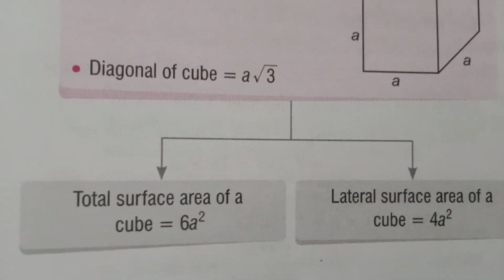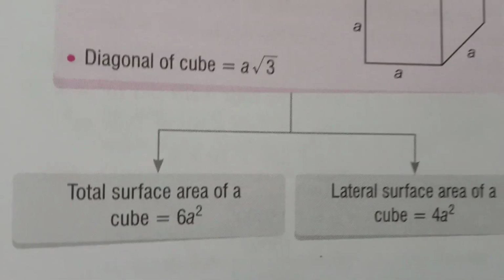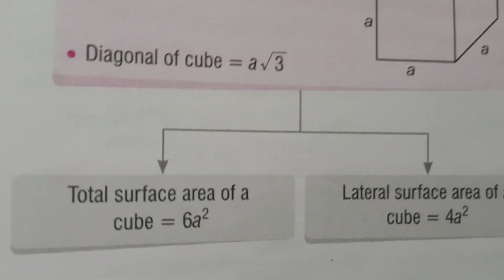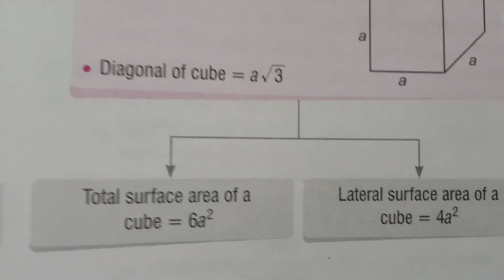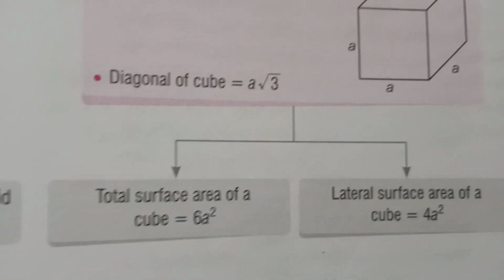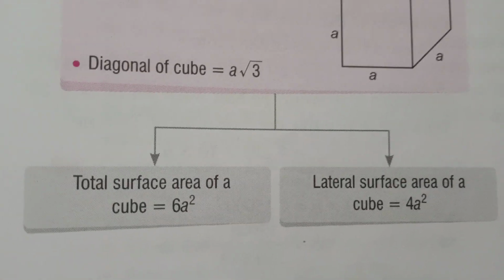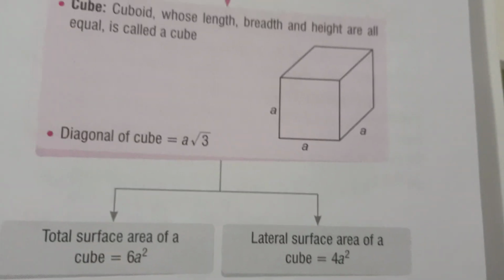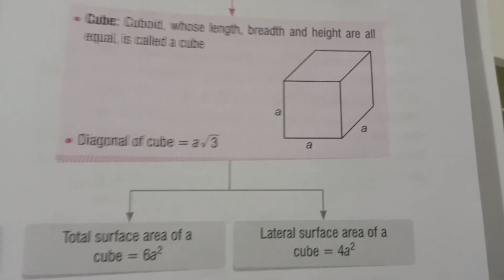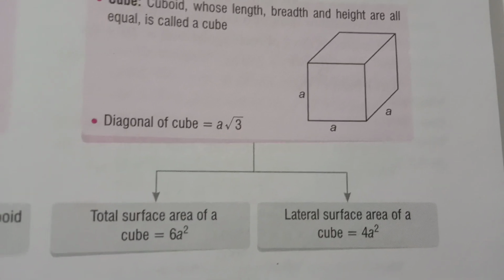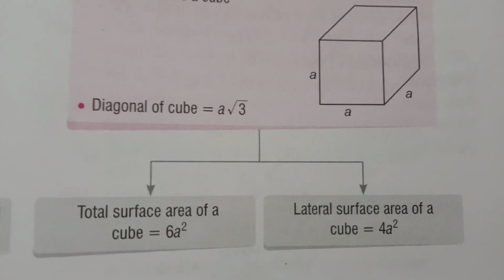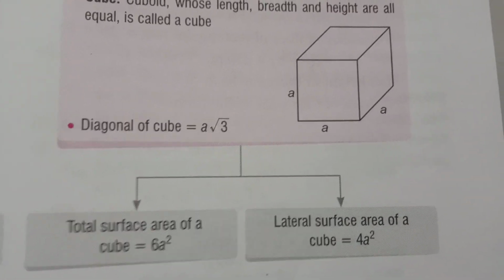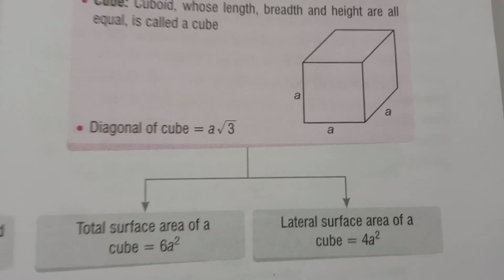Now the total surface area of a cube, which is nothing but the area of 6 faces, is 6A square, or you can say 6L square. Any alphabet, either A or S or L, can be used. And the lateral surface area, which is nothing but the area of 4 walls, is 4L square or 4A square or 4S square. We can use any alphabet as the edge of the cube.